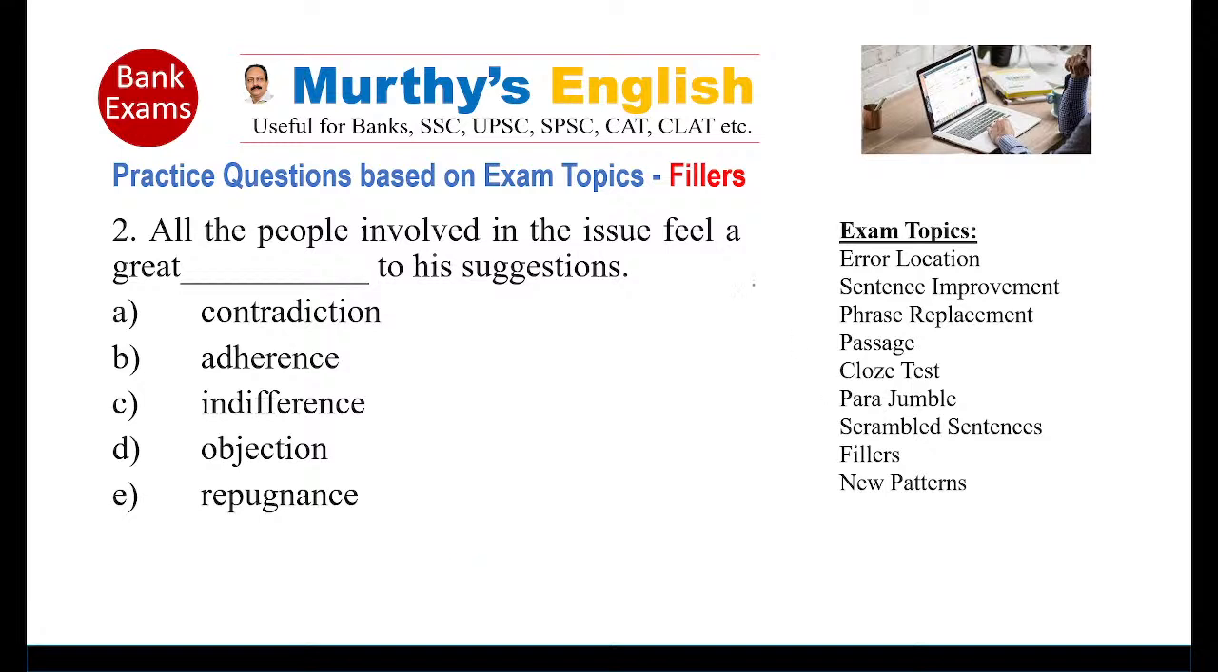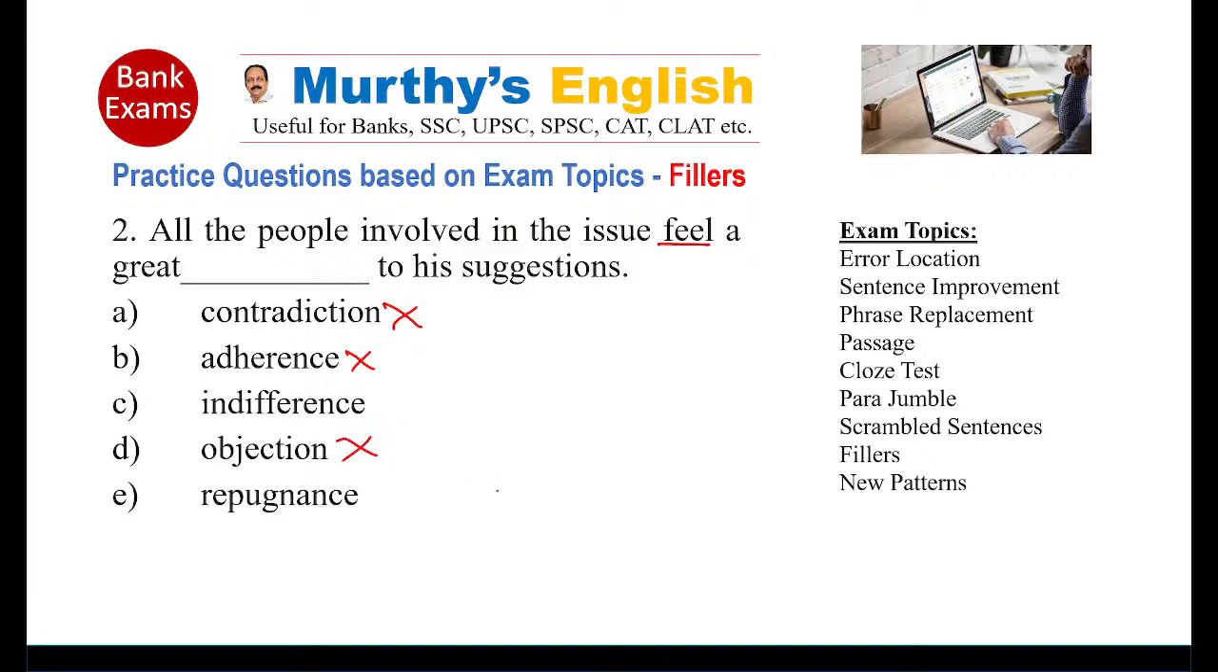What is a clue for you? The word feel. You don't say feel a great contradiction. Based on that, you have to decide. That's why I said there is a clue. One word. If you focus on that word, you can get it right. Feel a great contradiction? No. You don't feel adherence. Again, adhere means to stick to. Feel a great adherence? No. Feel a great indifference? Negative word, but here nothing suggests negative context. Feel a great indifference. You can consider hold. Feel a great objection? No.